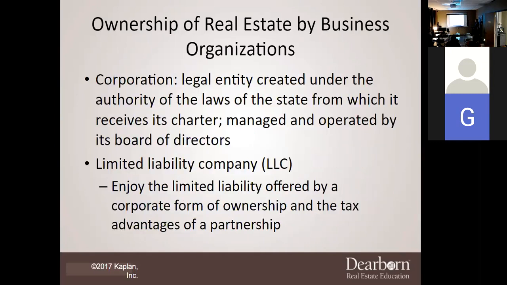Another one is called a corporation. Now, a corporation, of course, is going to be its own person. A corporation is a legal entity that is created under the authority of the laws of the state from which it receives its charter. It's managed and operated by its board of directors. So in this particular situation, Wyatt decides that he wants to create a corporation.